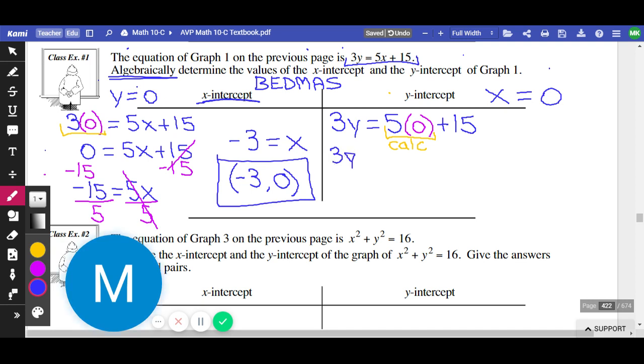So I have 3y equals 0 plus 15. I now have another calculation I could make. I could figure out what 0 plus 15 equals. There are no letters there, that's just numbers. 0 plus 15 is 15. So now I have 3y equals 15. I've done all my calculations that I can.